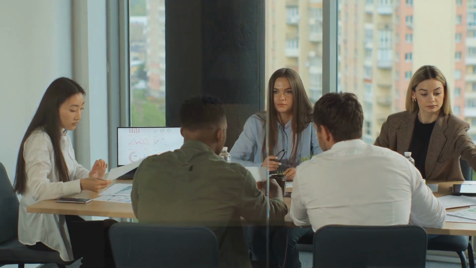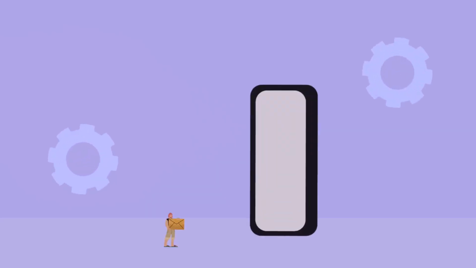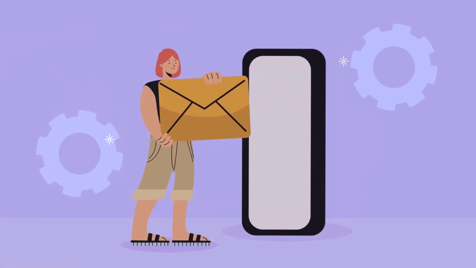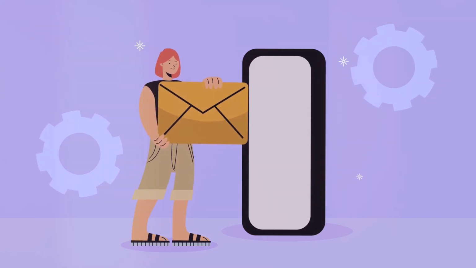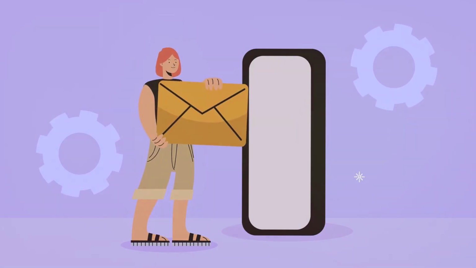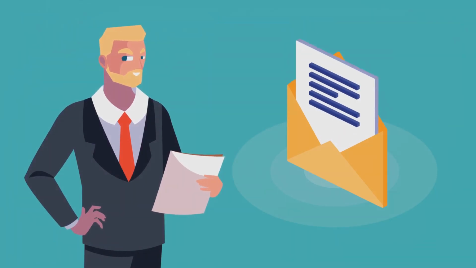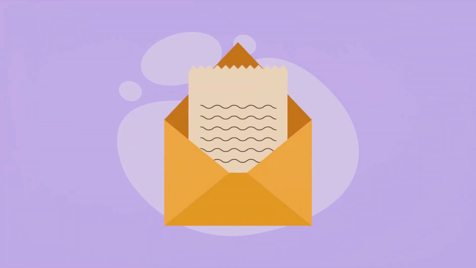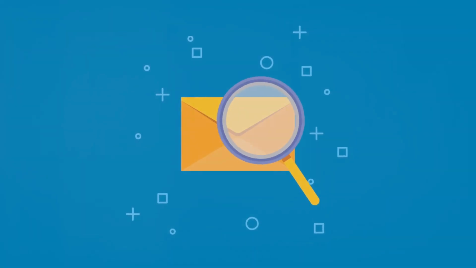Email marketing isn't a one-size-fits-all endeavor. That's where A/B testing comes in. This powerful technique allows you to experiment with different elements of your email campaigns to see what resonates best with your audience. Test different subject lines to see which ones generate higher open rates. Experiment with different calls to action to see which ones drive more clicks. You can even test different email layouts and designs to see which ones lead to higher engagement.